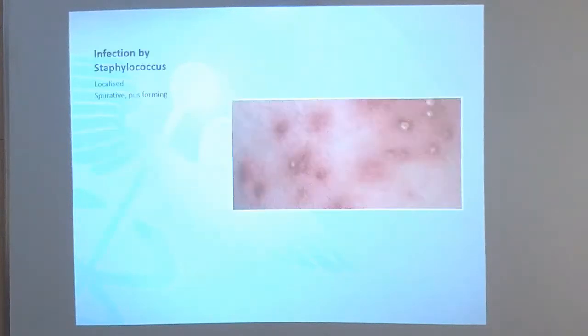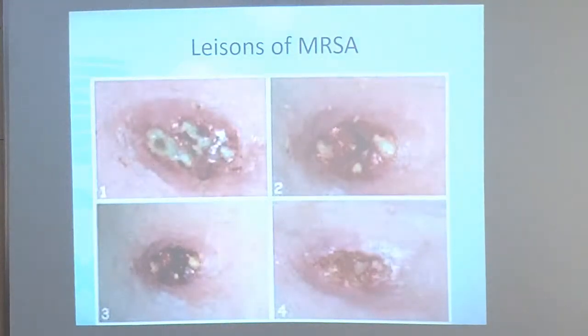Usually Staphylococci produce a localized, suppurative infection with pus forming lesions like this one, where the pus is usually yellow in color. This is the type of lesion produced by Staphylococcus aureus. Now if they become resistant to antibiotics, especially methicillin, then the lesions produced are of a more severe type and difficult to treat. The lesions are quite big and show a lot of pus deposition and redness. These are the lesions typically seen with methicillin resistant Staphylococcus aureus.